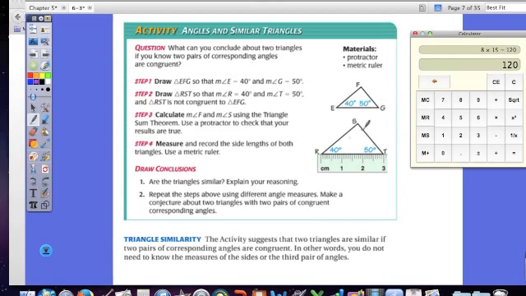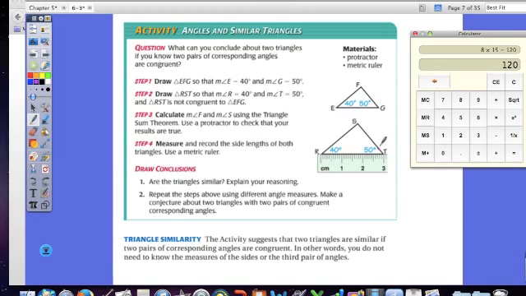When you actually measure this, you're going to measure the sides and record the side lengths. They want you to use a metric ruler. What you should end up finding is that the ratio of EF to RS is the same as FG to ST and as EG to RT, so that you can argue that the triangles are similar.